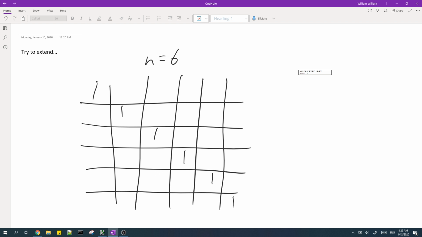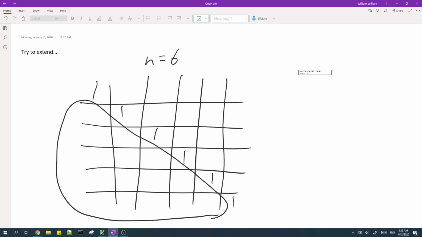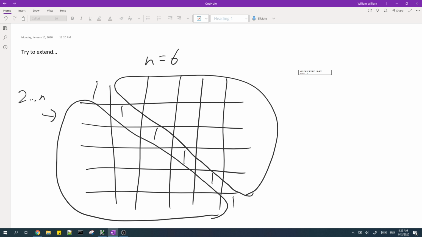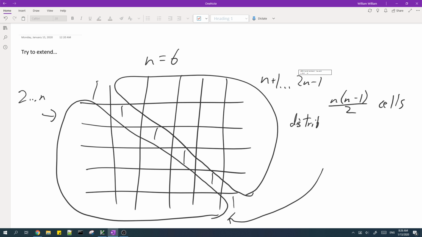And then in the lower left half, which is this part, we place the values 2 to n, and in the upper right half, you place the values n plus 1 to 2n minus 1. So in the lower left half, we have n times n minus 1 divided by 2 cells. And you have to distribute them between n minus 1 values.